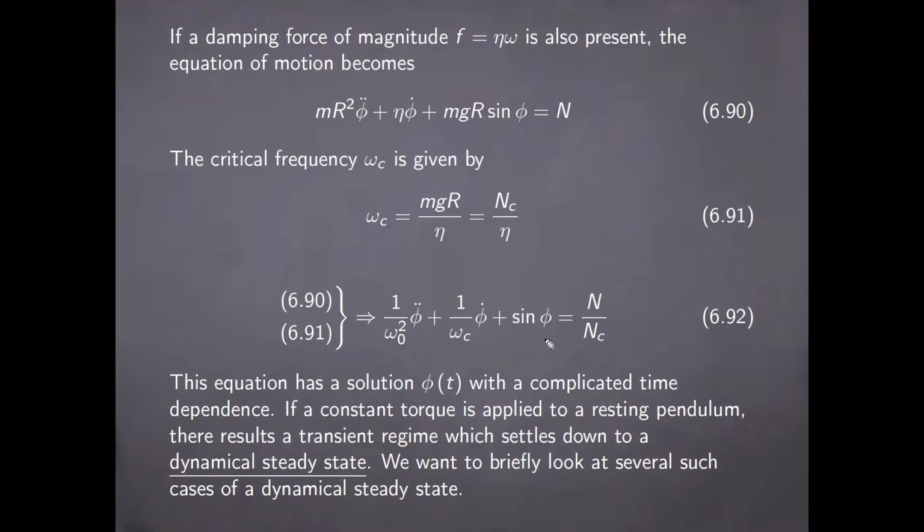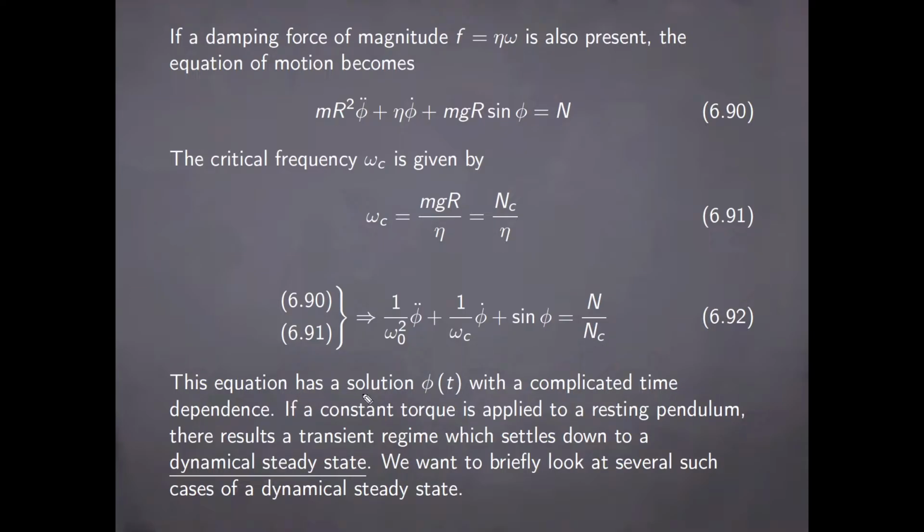So this is an equation for the angle of the pendulum, having as parameters the resonant frequency of free vibration of the system under the torque caused by gravity, the critical frequency that comes from the presence of a driving force and damping force, and the ratio between the driving torque and its critical value.